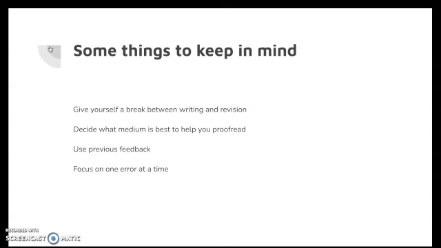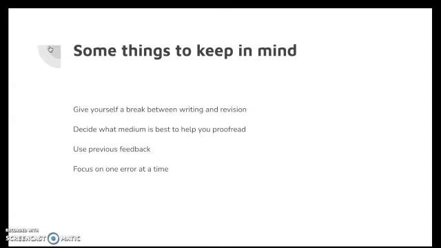Decide what medium is best to help you proofread and edit. Some people need to print out their paper and look at it, which is what I do when I'm doing revision, right? I need to print it out. I need to look at it that way. Other people, it's fine doing it on their phone or on the computer. So think about what you need best.